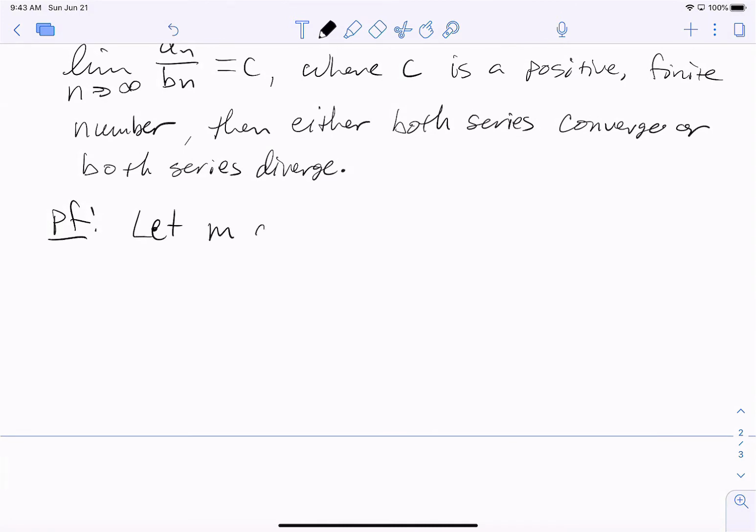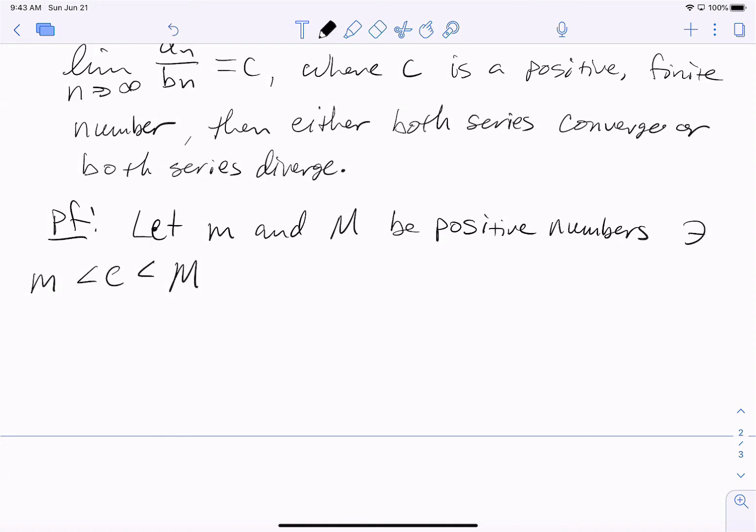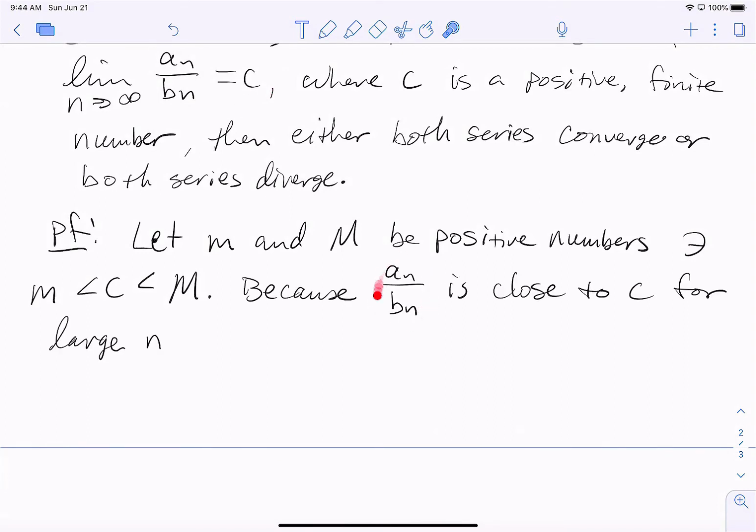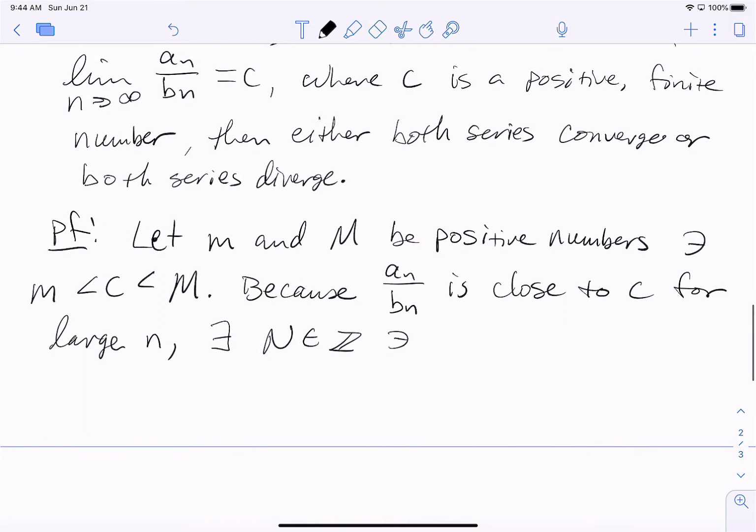Let lowercase m and uppercase M be positive numbers such that c is between lowercase m and uppercase M. We have that the limit of a sub n over b sub n is equal to c, which means we can say that the ratio a sub n over b sub n is close to c for large n. And because of that, there exists uppercase N, which is an integer, such that a sub n over b sub n is between lowercase m and uppercase M when lowercase n is larger than uppercase N.